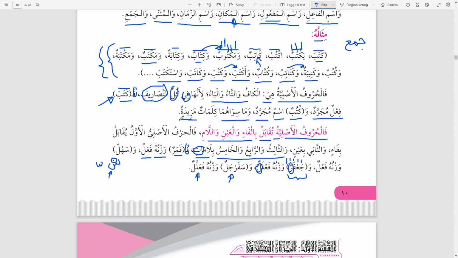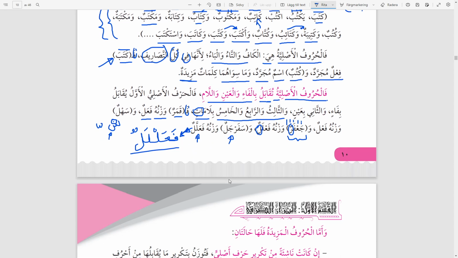Fa'allalun can also be written, it's not correct, but it's theoretically correct, as fa'al lal lun, fa'al sukun la lun, fa'al la lun. That is completely equivalent, pronunciation-wise, to this. So it has five letters in fact.